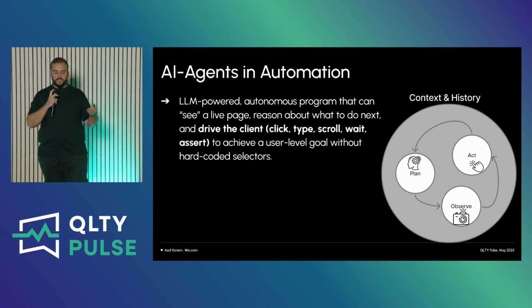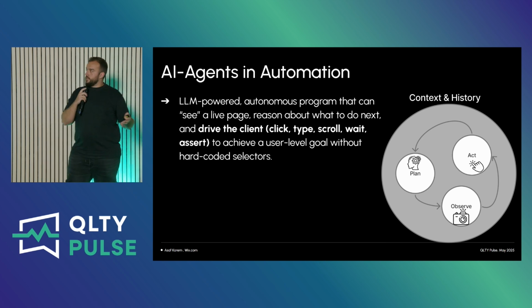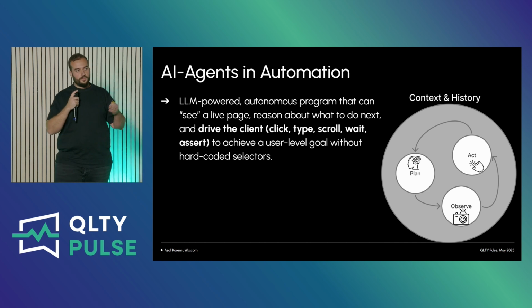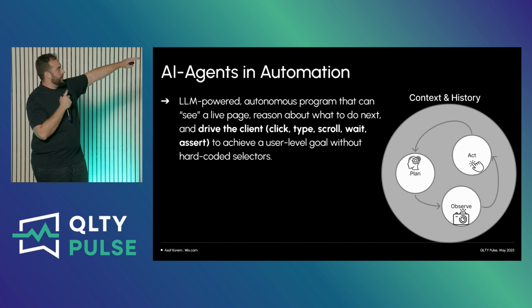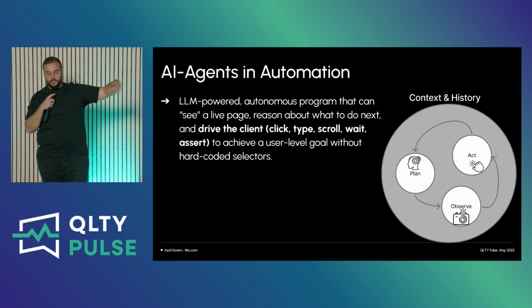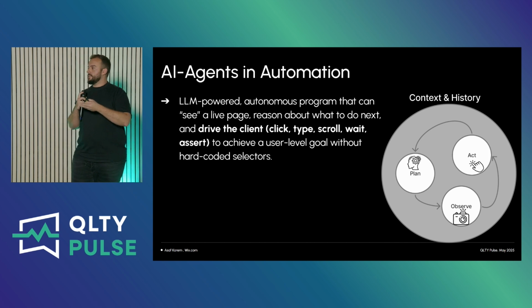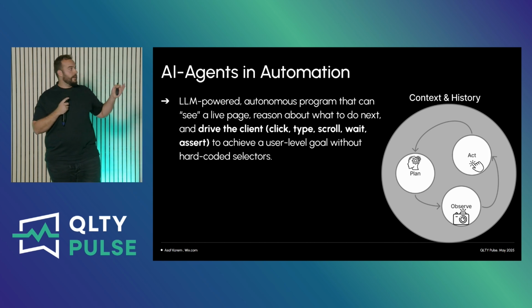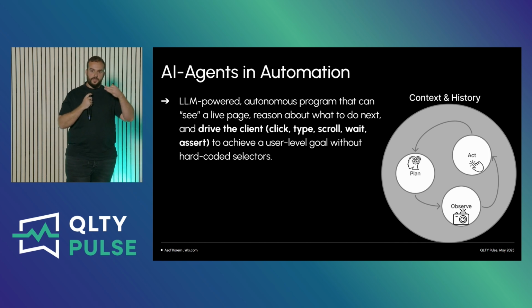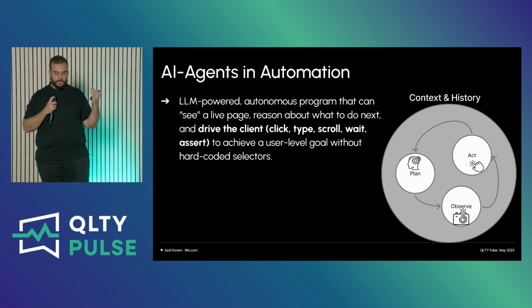Let's talk about AI agents in automation. Very similar to any other agent, it reads the state. In this case, the state is the page, the screen, the mobile app, for example. It plans what it should do next on the mobile app or the page that it sees, and drives the client, which is clicking, scrolling, typing, etc. These are the actions of the agent, and it does this iteratively until it reaches the goal that it was invoked for.